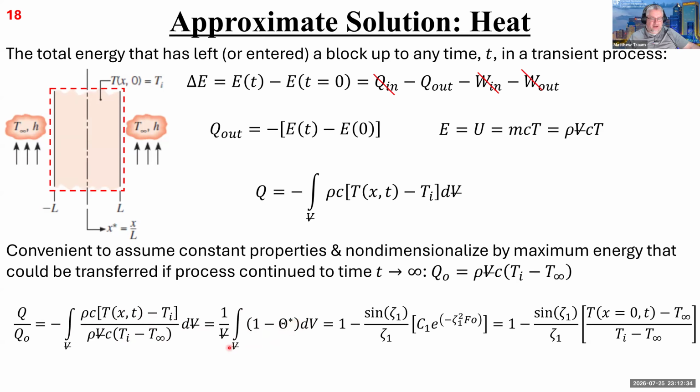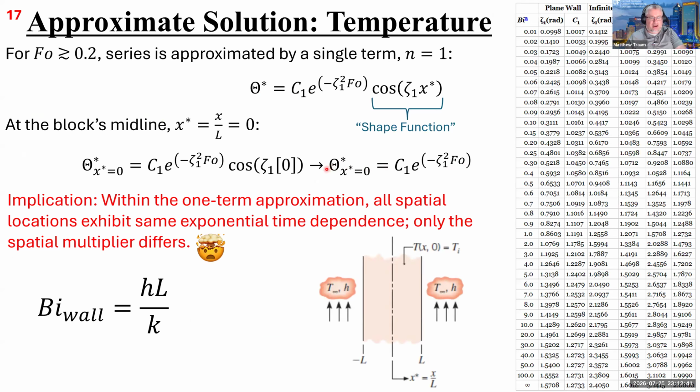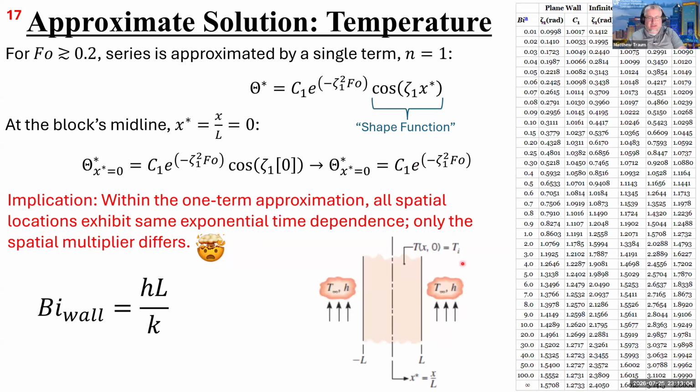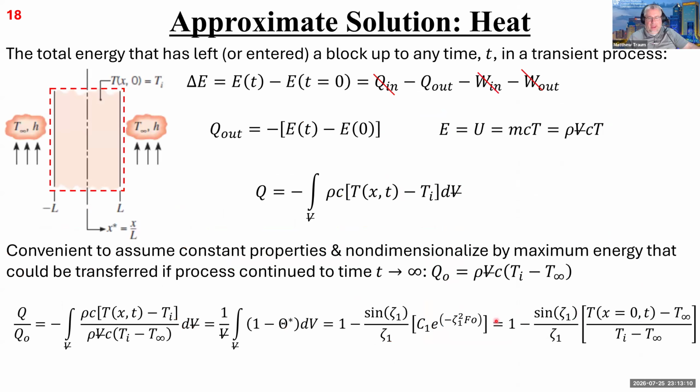And then when I finish the integration, I can just take my expression for theta star, right here it is, and plug it in and do the integration, and this is what pops out, right? So I've got 1 minus sine zeta 1 over zeta 1 multiplied by C1 times e to the minus zeta 1 squared times the Fourier number. And this thing here is also theta star, right? So I can write this either way. I can write it either as this exponential, or I can write it as the temperature ratio if I want. But that's it. That's my dimensionless heat.